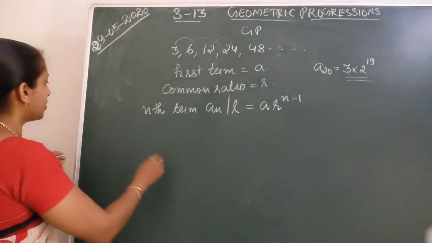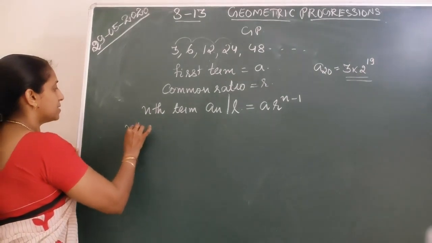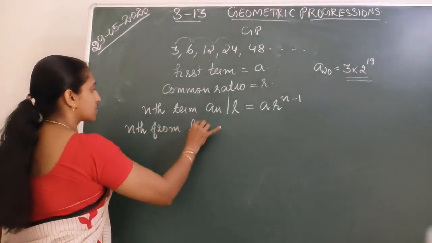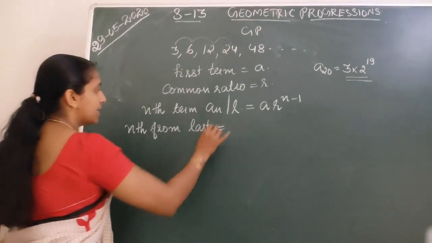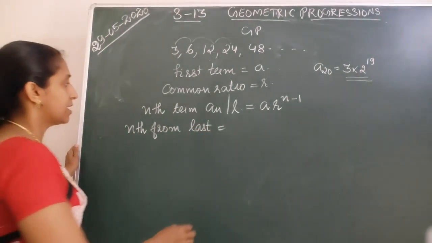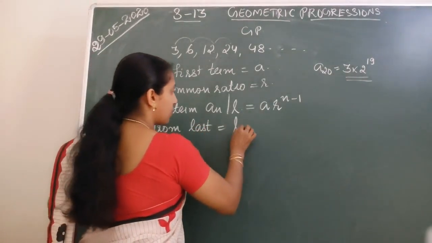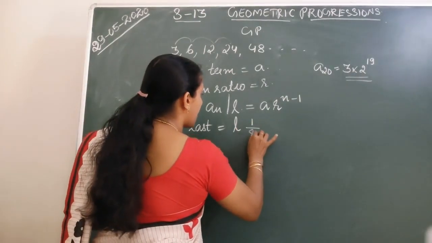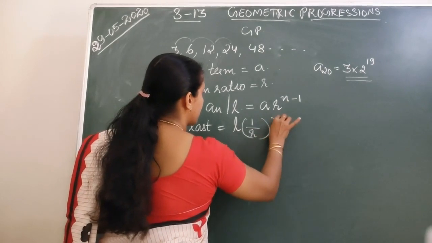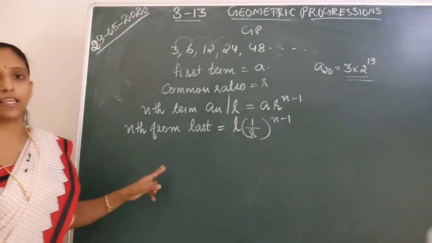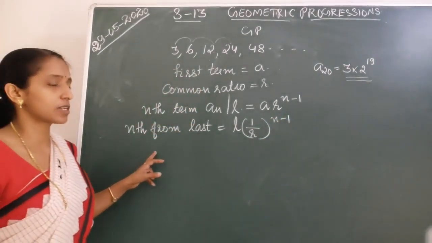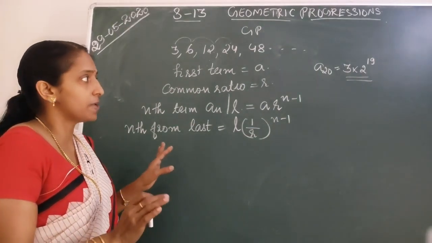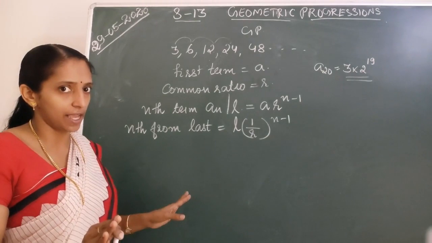And if you have to calculate the nth term from the last, then the formula is: our last term L into 1 by R to the power n minus 1. L into 1 by R to the power n minus 1. Clear students?